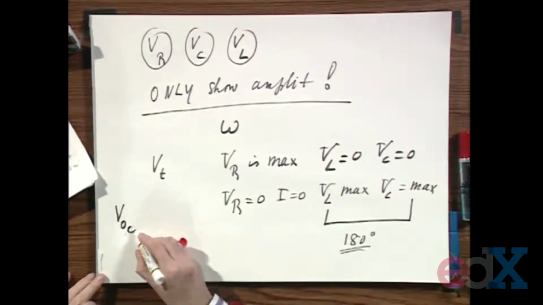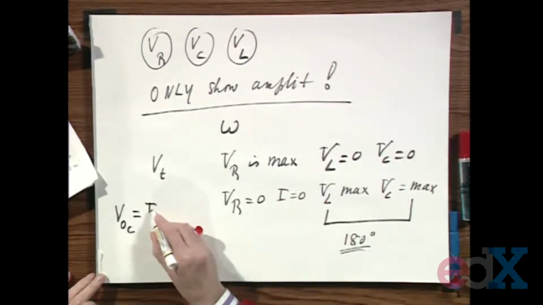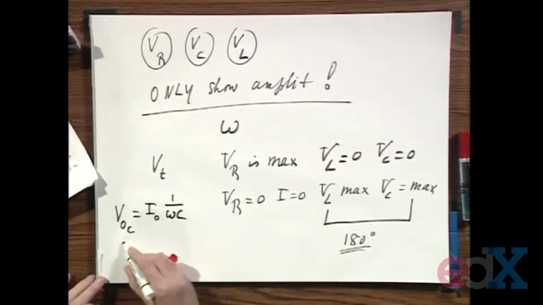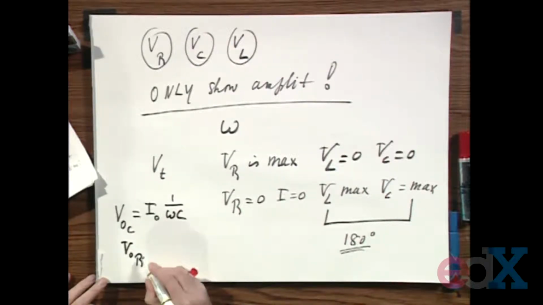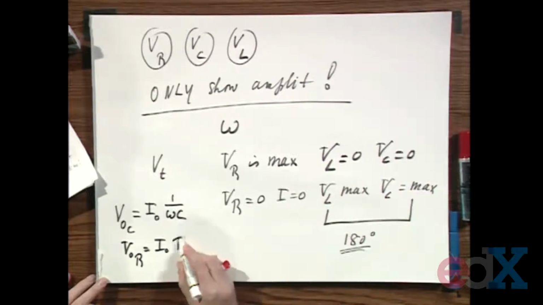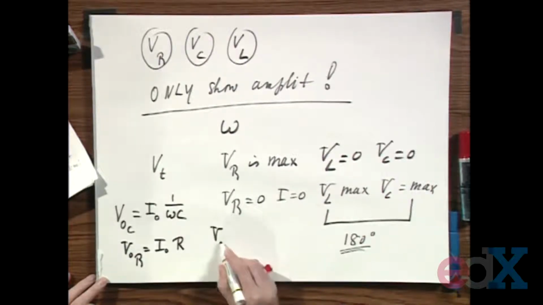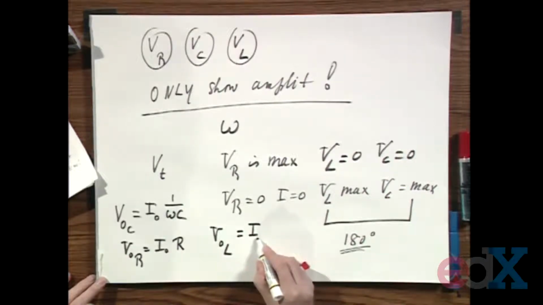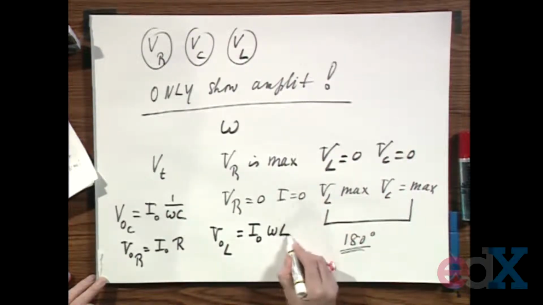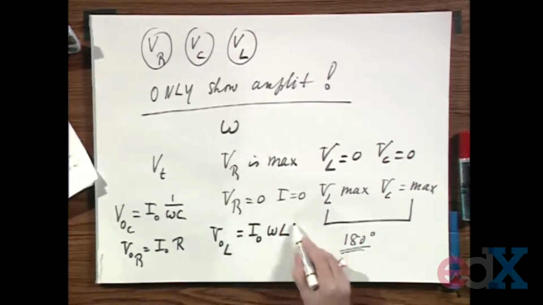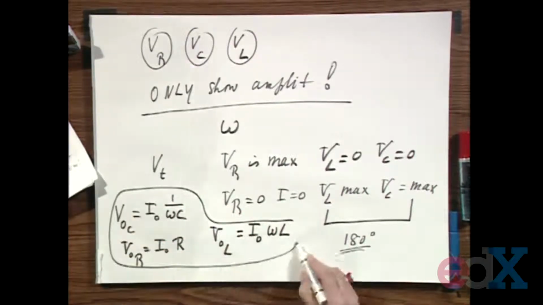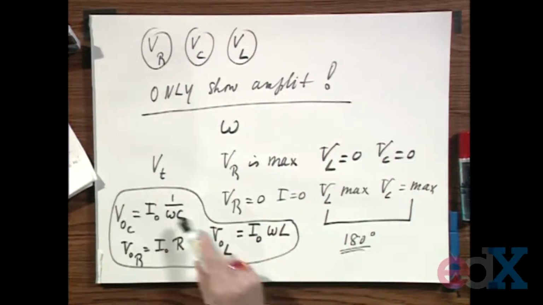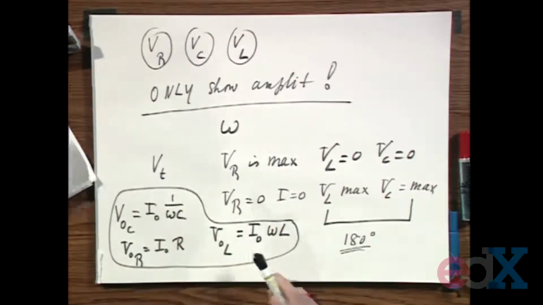So the amplitude of the voltmeter over the capacitor equals I0 times the reactance of the capacitor. The voltmeter over the resistor would read I0 times R, and the amplitude of the voltmeter over the self-inductance would read I0 times omega L. But again, I repeat myself, at the risk of boring you, that these values do not occur simultaneously.